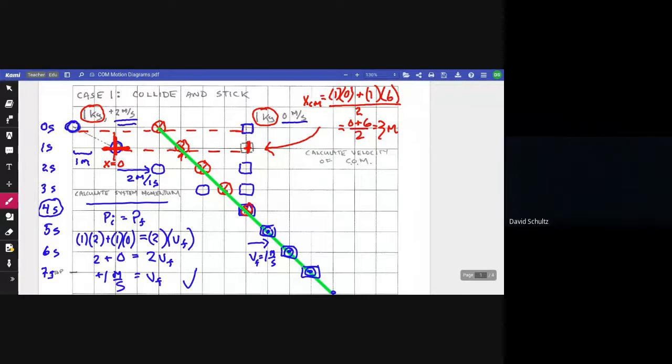So this is an isolated system, right? It's an isolated system. We assume there are no outside forces. And so the velocity of the center of mass is unchanged. Okay, and that's basically what we're trying to show here.